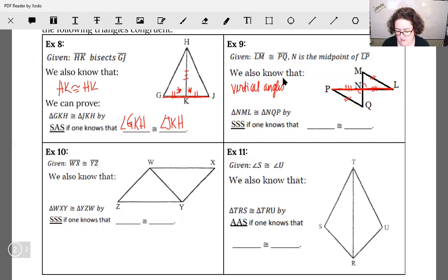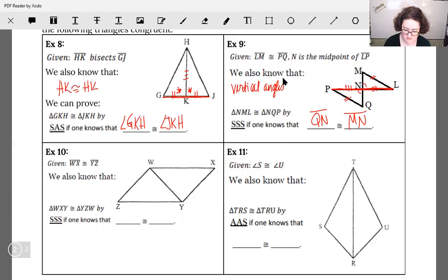So this is saying, well, could we prove it by SSS? Well, sure, if we had that extra side. So that's what we're going to write down here. If we knew that QN and MN were congruent, that would be enough info. Go ahead and pause 10 and 11, see if you can do those on your own, and then come back.